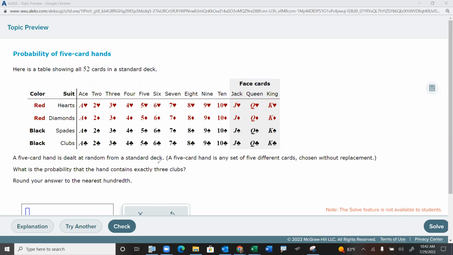All right, so on this one, a 5-card hand is dealt at random, and of course, no replacement. Otherwise, it's pretty weird. It's not how card games are typically played. What's the probability that the hand contains exactly 3 clubs? Okay, so again, it's probability, so it's going to be a big fraction. The total number of things that could happen is out of 52 cards, choosing 5 of them. So this right here will give us the total number of ways you can pick 5 cards.